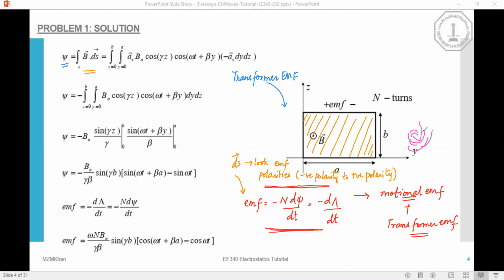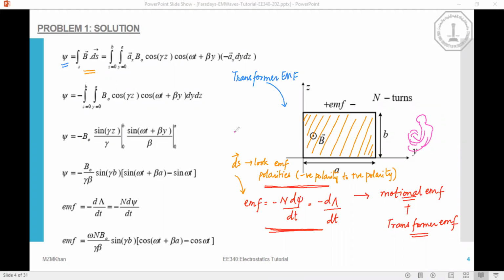right? And if I do it like this, then my thumb will be going inside the screen. You can do it. So go from negative to positive. Okay, move your fingers. So your thumb will be in the direction inside the screen. So that will give me the unit normal to my ds.